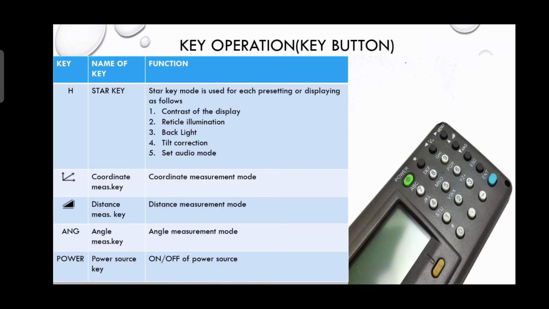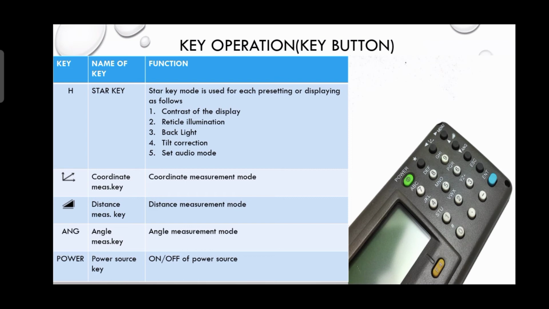Next is key operation button. For key operation or key button, first let's see one by one. First is H. Name of the key is star key. Function of this star key is used for each presetting or displaying as follows. First, contrast of the display. Second, vertical illumination. Third, backlight. Fourth, the correction. And lastly is set audio mode.